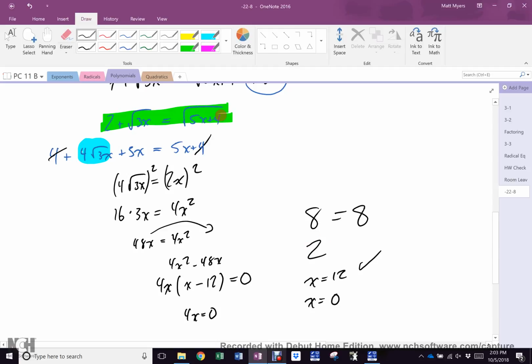What's the square root of 4? Does 2 equal 2? So is that one right? So we had 2 answers. They were both correct, and they both met the restrictions. Is everybody good?